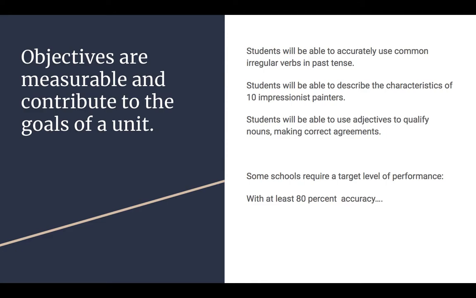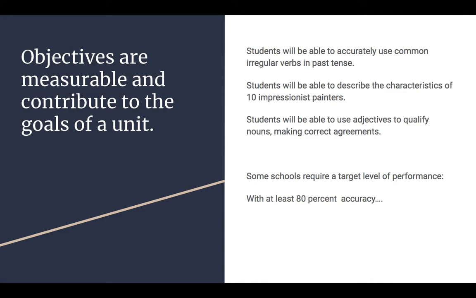The goals might be, for the first one, that students are able to converse fluently in a foreign language. The second one might be that students will be able to use knowledge of artistic movements to be able to judge the quality of somebody's work. For the third objective, students making adjectives to qualify nouns, making correct agreements, the goal might be that students will be able to use correct grammar usage to be able to convey their understandings or convey their ideas.